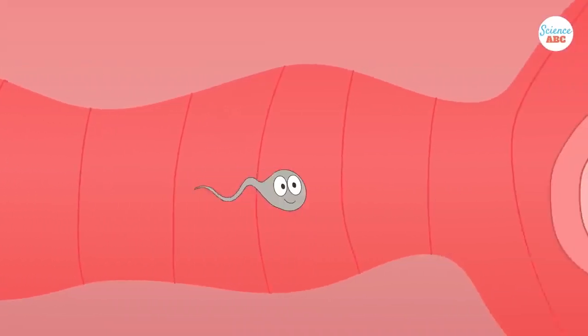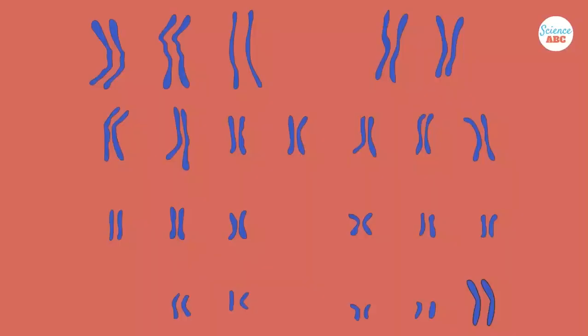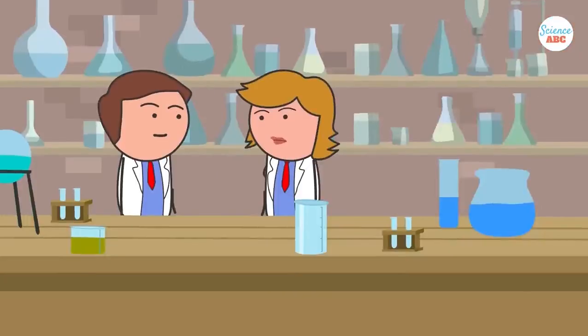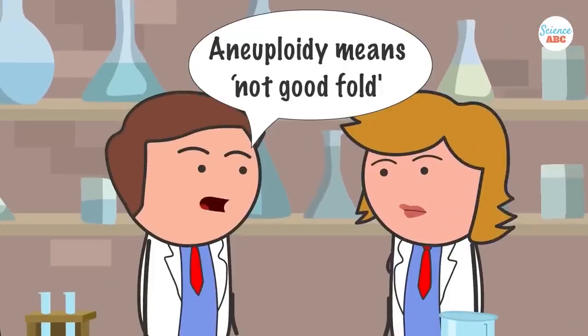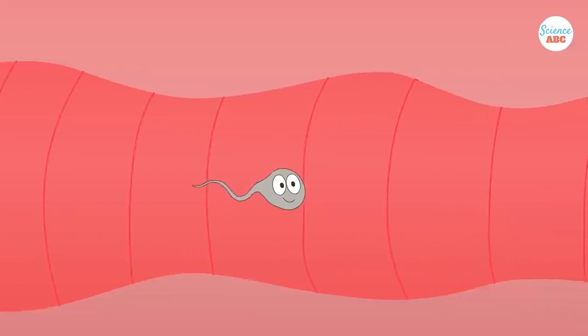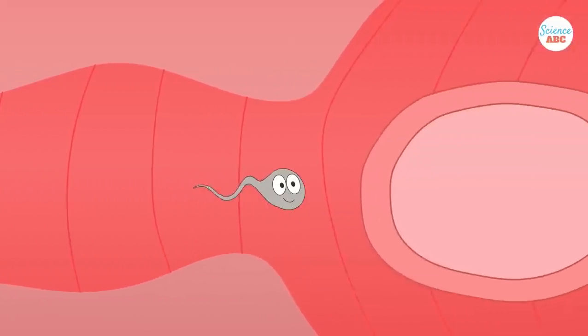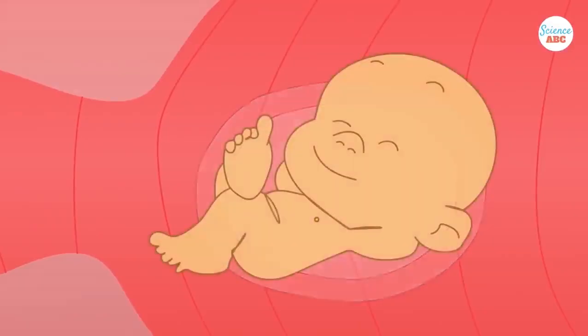Sometimes, when sex cells, the egg and the sperm, divide, the wrong number of chromosomes end up in the cells. In the resulting cells, one might have an extra chromosome, while another might lack a chromosome. This is called aneuploidy, which literally means not good fold. Mutations will only pass on to children when they happen in the DNA in the egg or the sperm.